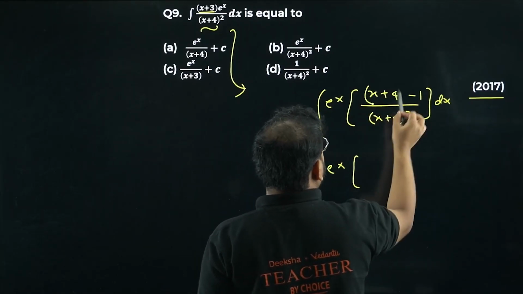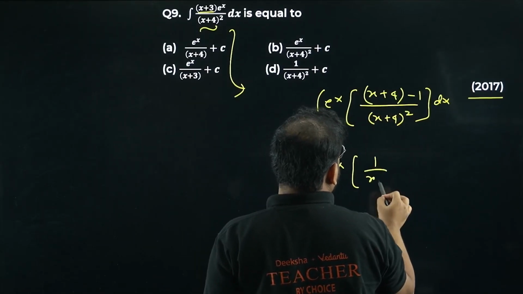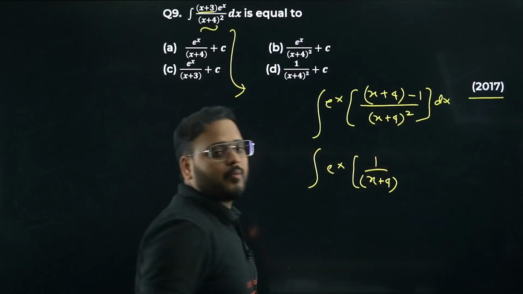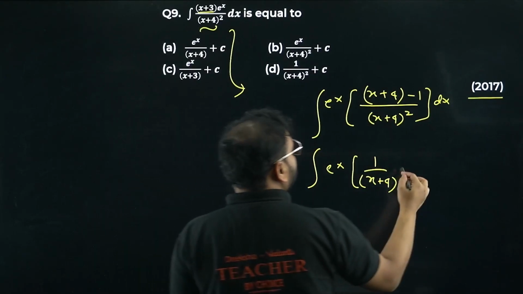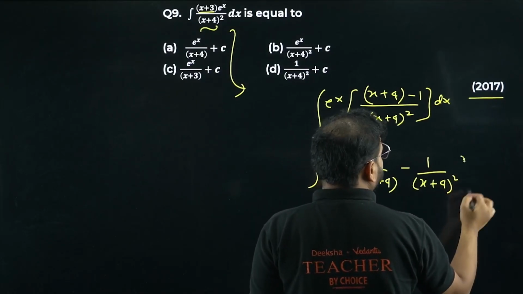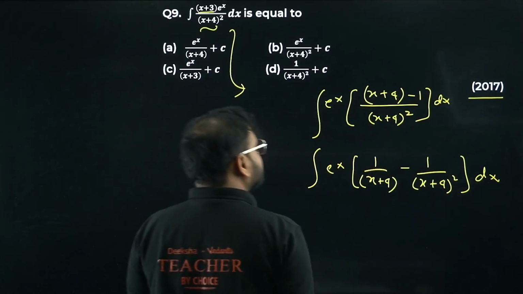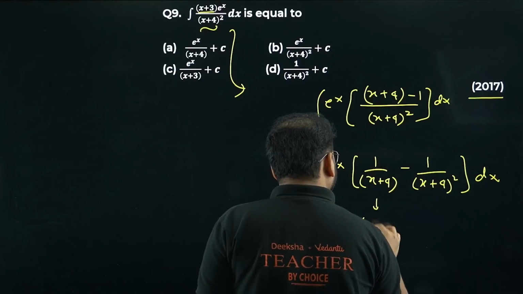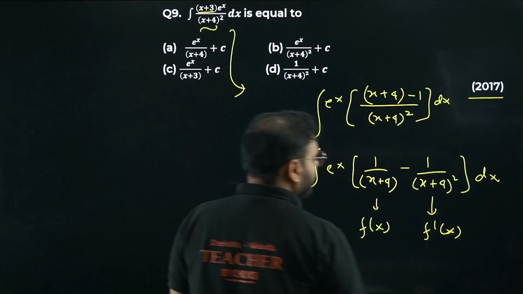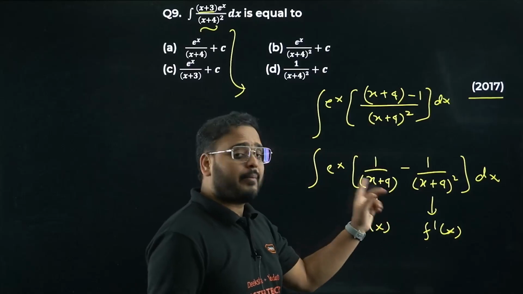Right here, separate this bracket, you'll have 1 upon x plus 4. Because there's x plus 4 over here, there's a whole square over here. That's why 1 upon x plus 4. Another part will be minus 1 upon x plus 4 the whole square. Of course, there's a dx. Check this out. This is going to be your f x, and this is going to be your f dash of x. How come so? X plus 4 power minus 1 is there, no?